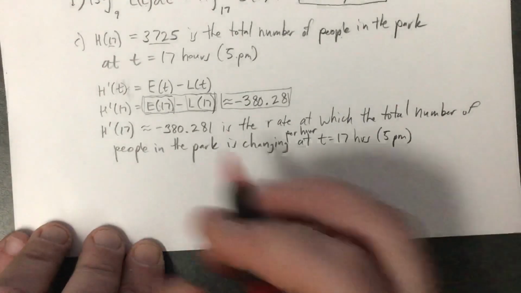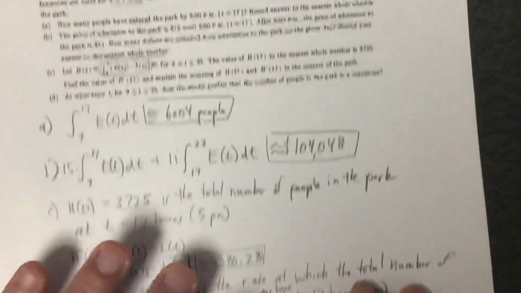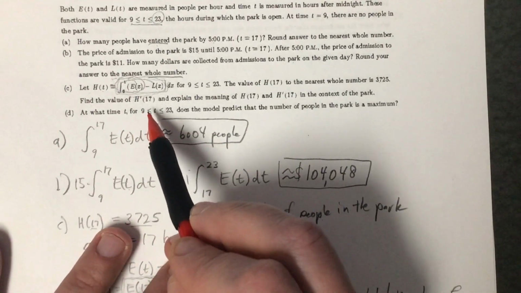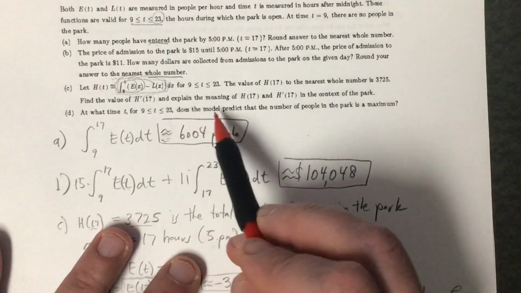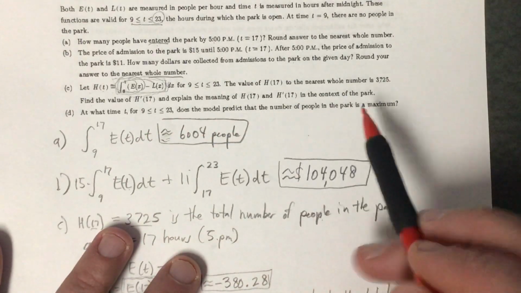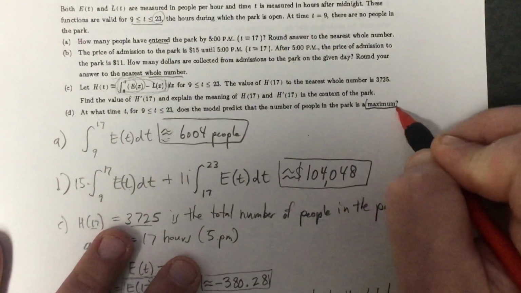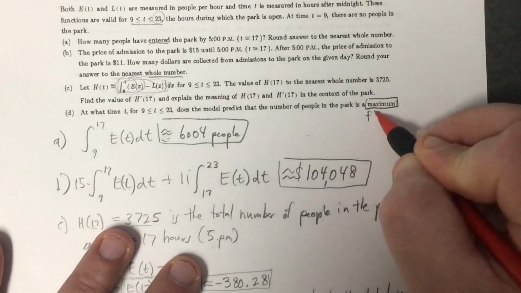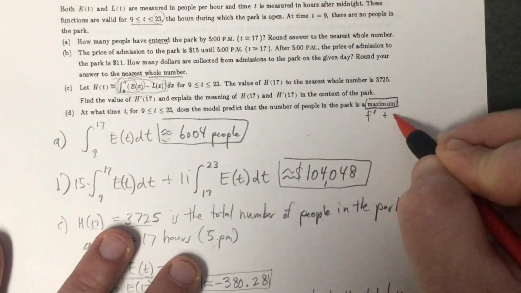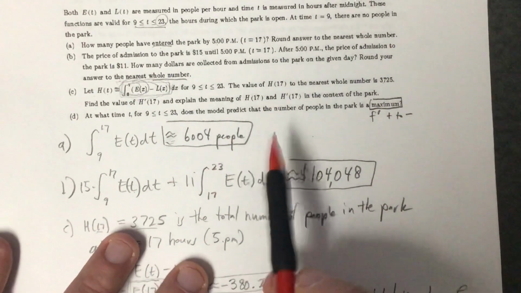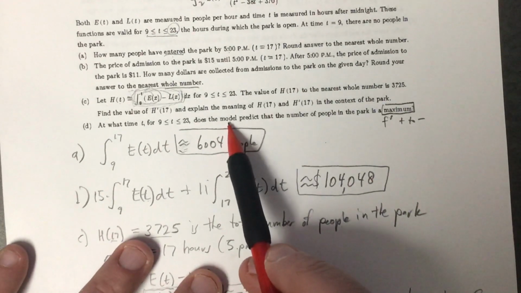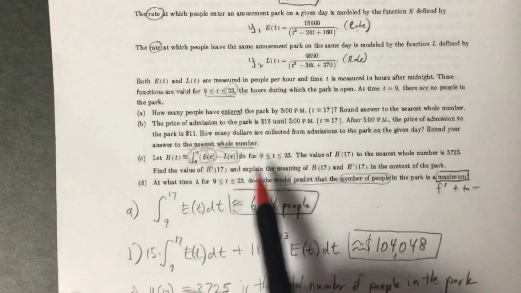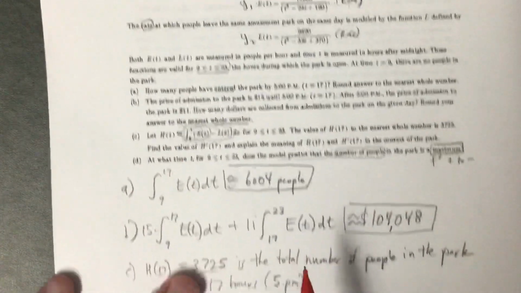All right, let's go to D. And what's left, they could possibly ask us about this. So at what time, t, between 9 and 23, does the model predict the number of people in the park is a maximum? All right, a maximum. So we know the derivative is going to change, and I'm going to use f prime. f prime is going to change from positive to negative. So the model we're going to use is the number of people in the park. Well, the number of people in the park was this h of t.